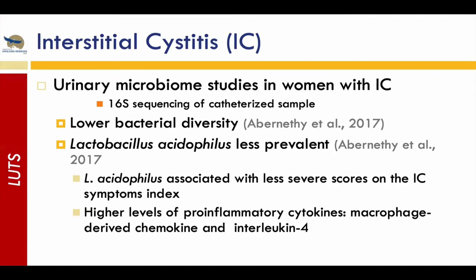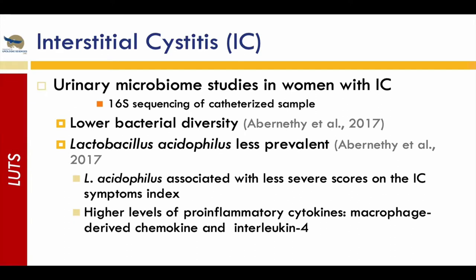Again, in interstitial cystitis, there was a lower bacterial diversity and a difference in the lactobacillus. A specific strain of lactobacillus was associated with less severe scores on the symptom index, and this was also associated with differential levels of pro-inflammatory cytokines, which suggests that perhaps in the microbiome of those with symptoms, the specific composition of the microbes leads to a more or less inflammatory state leading to symptoms.